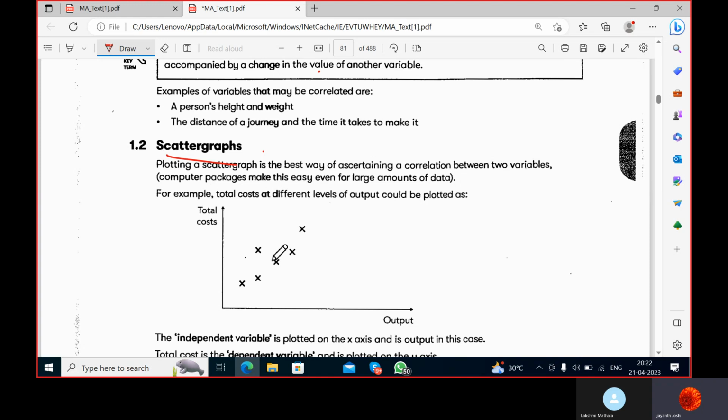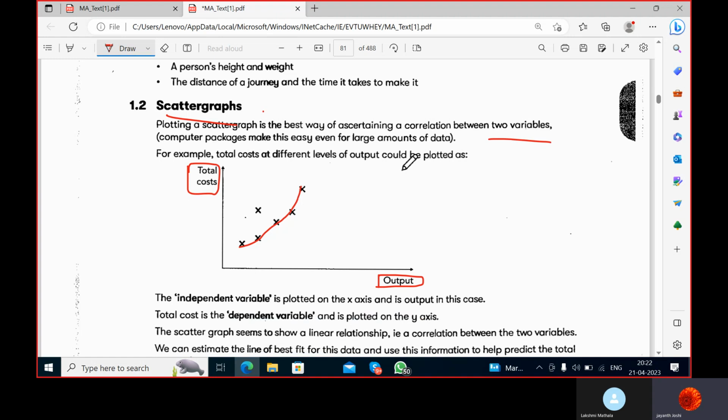This scatter graph is nothing but a graph whereby generally we take one of the variables on the x-axis and one of the variables on the y-axis, and we see that there is some curvature forming, correct? So what do you understand with this? With this scatter graph, we are trying to see the correlation between two variables, okay?